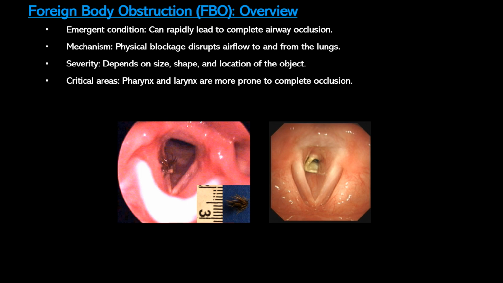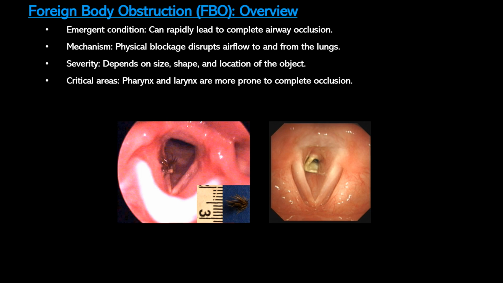Foreign body obstruction in the upper airway is an emergency that can quickly progress to complete airway blockage and respiratory arrest. Foreign bodies can become lodged at any point along the upper airway, from the nasal cavity to the trachea, with consequences that depend on the object's size, shape, and location.